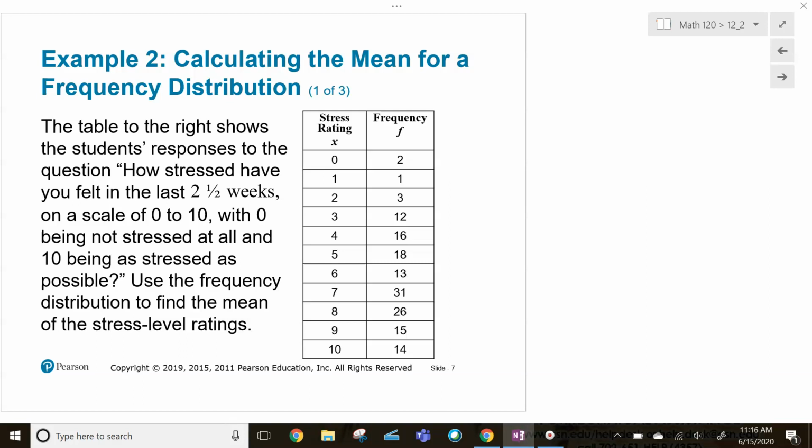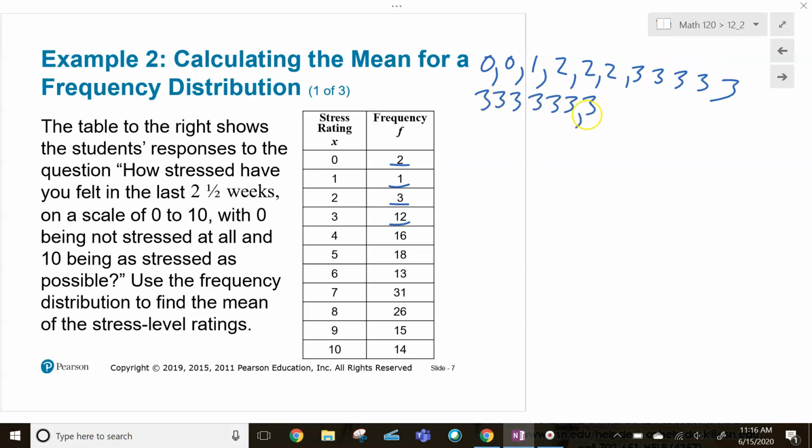So if you were to write this out, 0 being not stressed, there were 2 people. So there's a 0 and there's a 0. There's 2 of them that said I have a 0 rating. There's 1 person that had a 1 rating. There's 3 people that had a 2 rating. But then there's 12 people that had a 3 rating. Anyways, this keeps going, right?